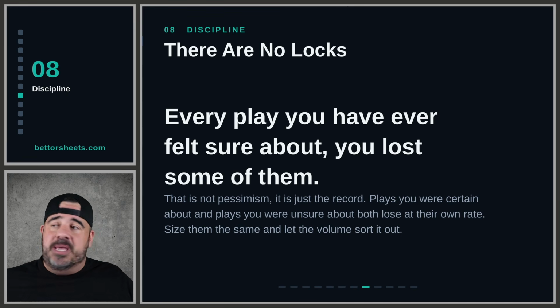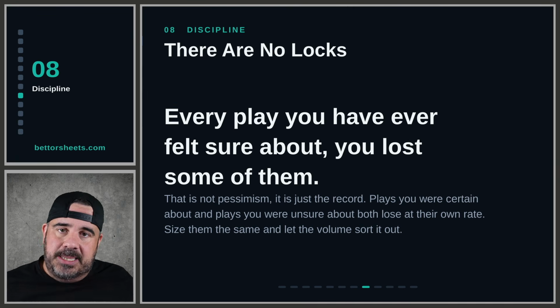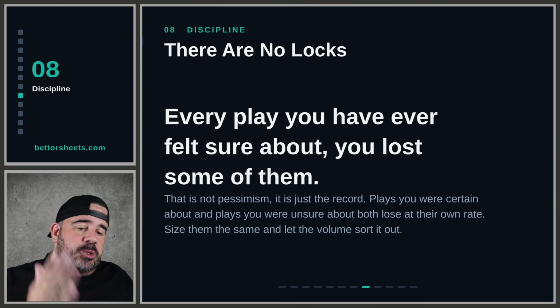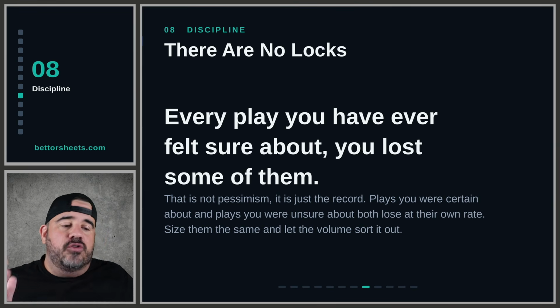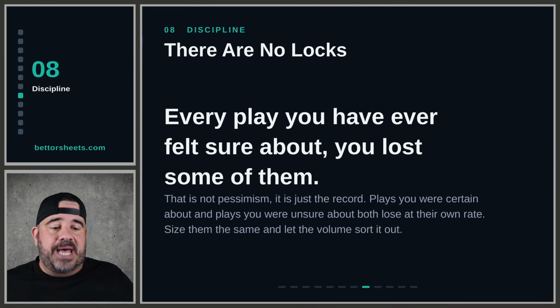There have been several times experts on ESPN sitting there on a panel, and everybody picks, oh, this team's going to win, and all of a sudden that team lost. It happens all the time. That's why they're sports. So there's no such thing as a lock. This isn't pessimism. This is reality. This is record. Plays you were certain about and the plays you were unsure about both lose at their own rate. It's simple. Size them the same way and you let the volume sort it out.